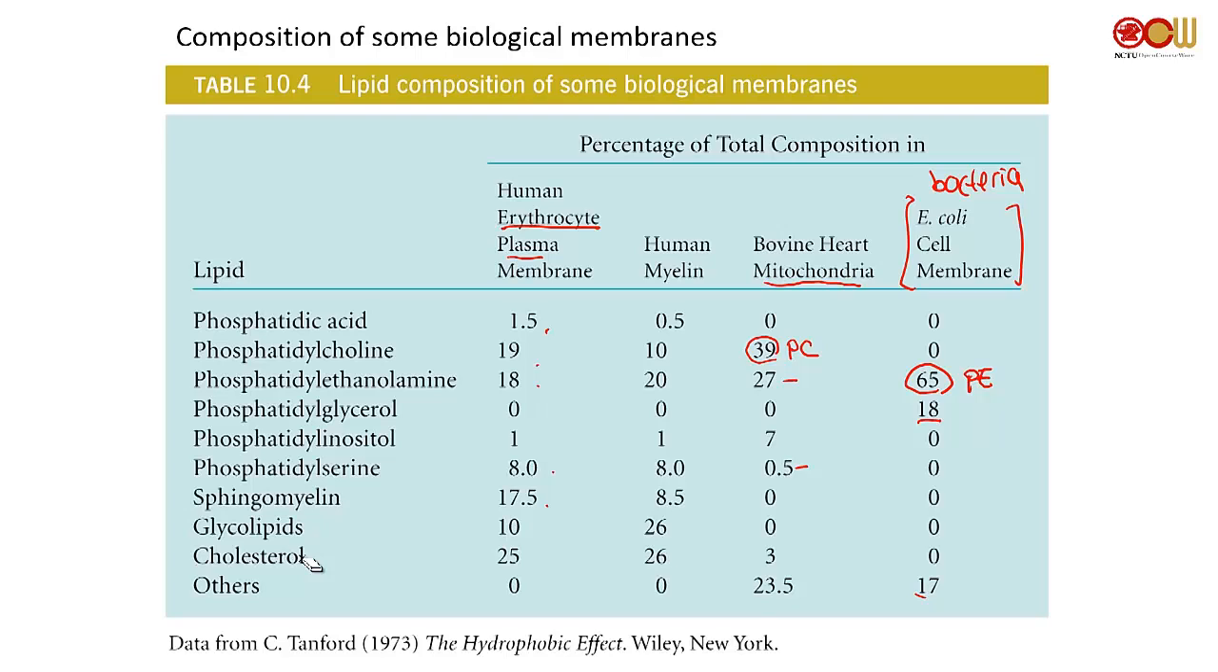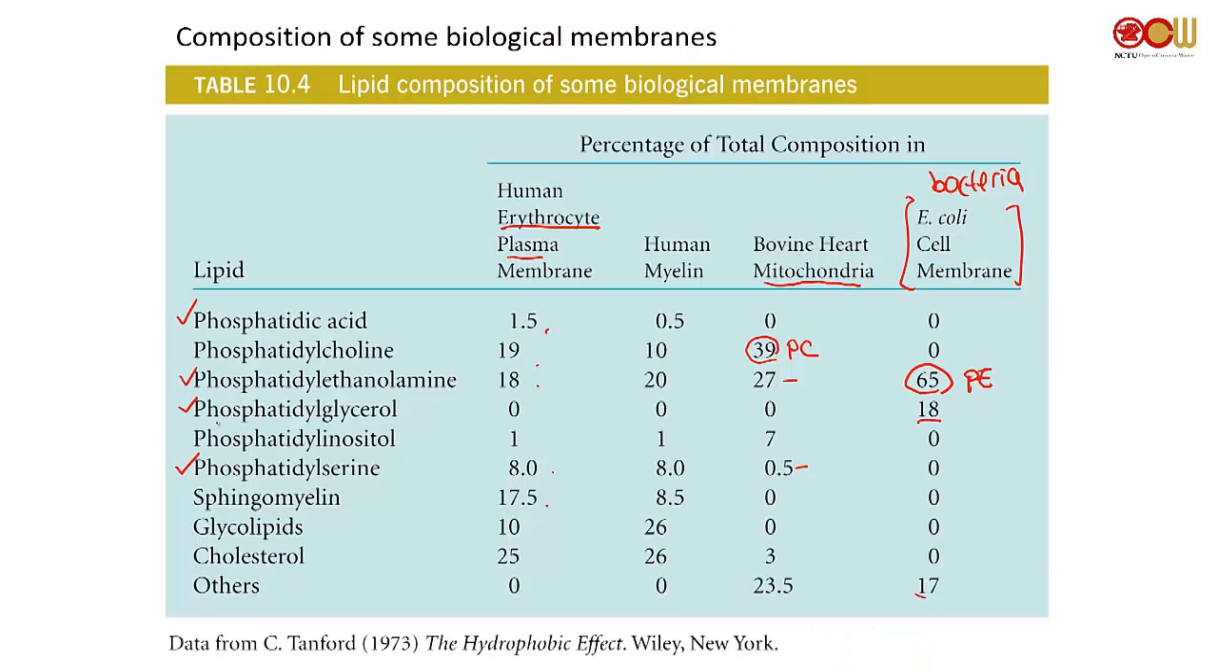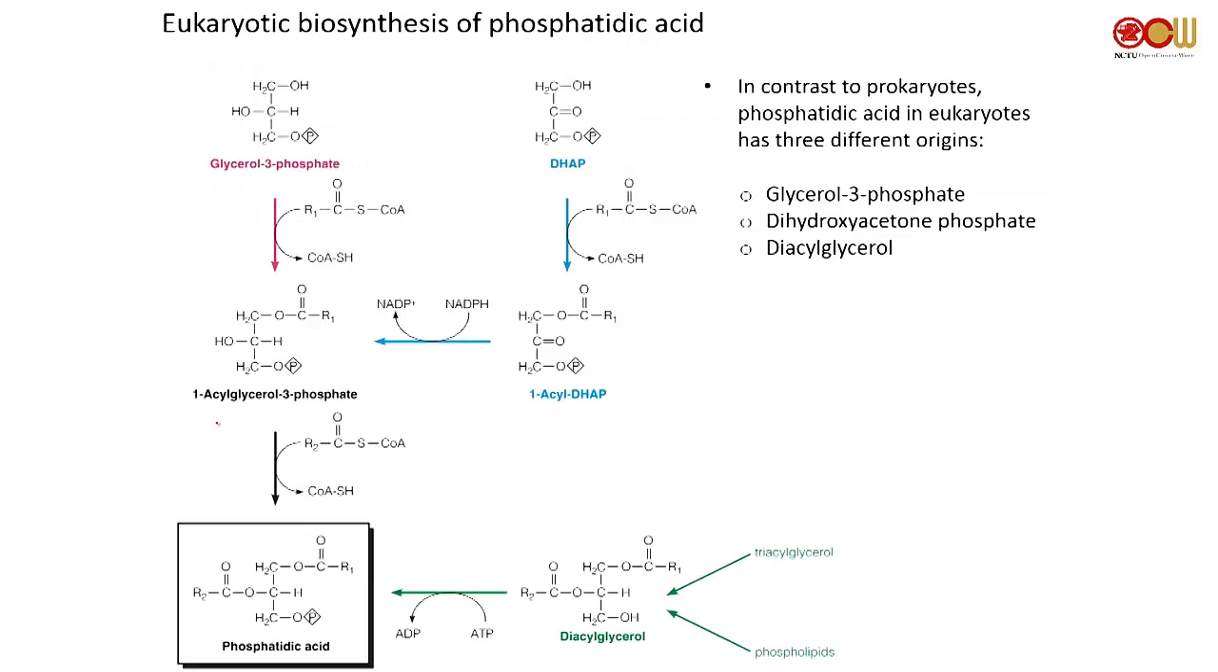Now you know the synthesis of this guy. This guy, you know. Phosphatidylglycerol, I think you know. This is this thing, before cardiolipin, right? And what else? Serine, you know. Okay, so those four, you already know where they come from. Right? Now we're going to talk a little bit about the eukaryotic biosynthesis.